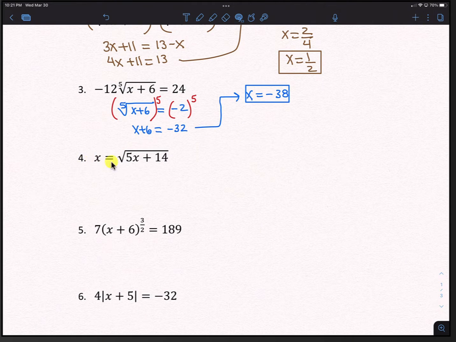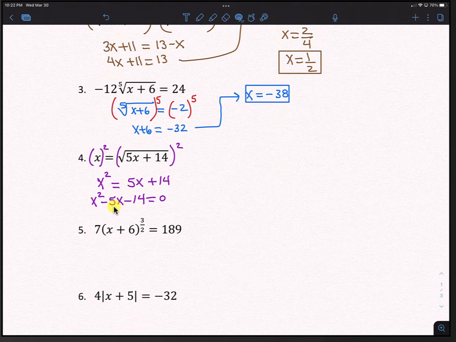For question 4, we want to get rid of the radical on the right, so we'll raise both sides to the power of 2. The result is x squared equals 5x plus 14. Now this is a quadratic equation, so we'll need to get everything on one side and set the other side equal to 0. So let's move the 5x plus 14 over to the left. Result is x squared minus 5x minus 14 equals 0.